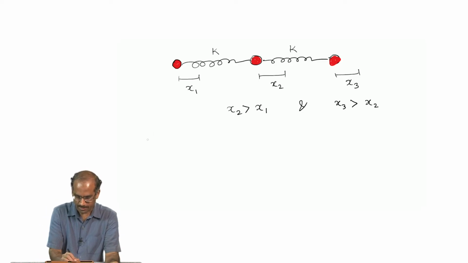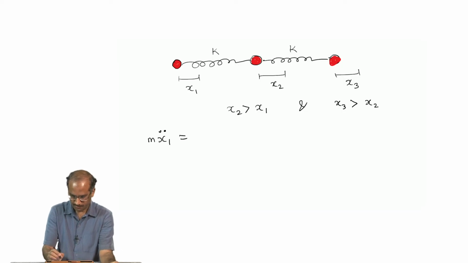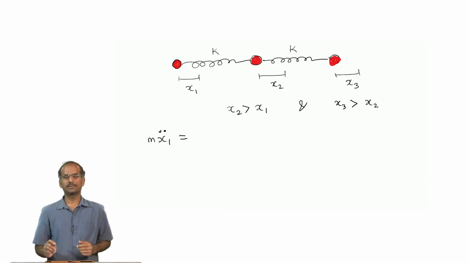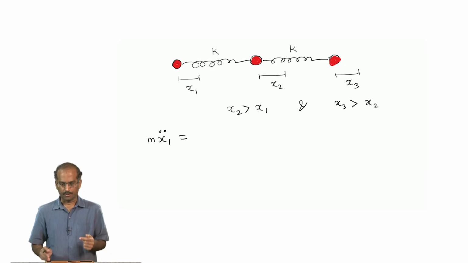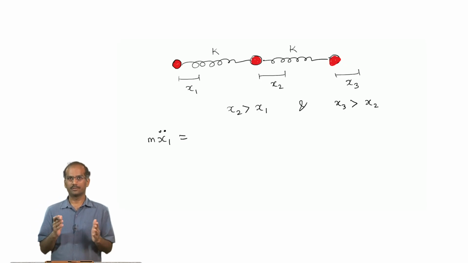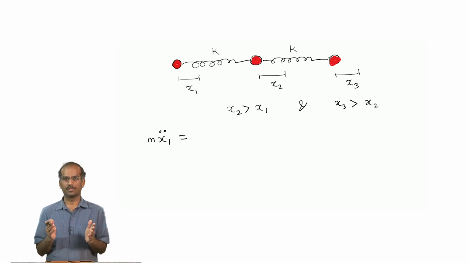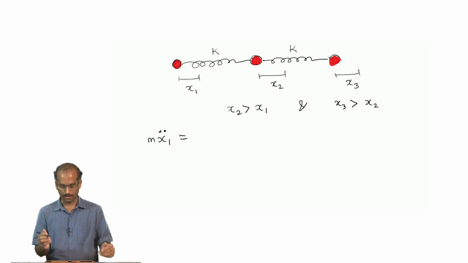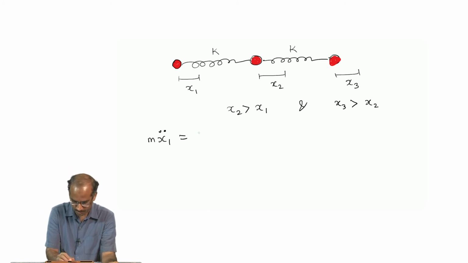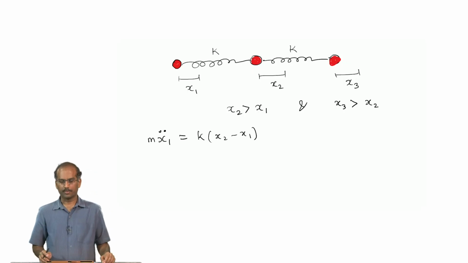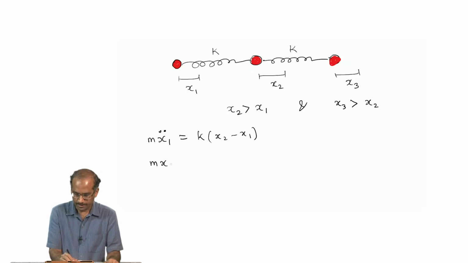So, let us start by writing the equations of motion. m x1 double dot will be equal to... In this case the first particle is connected only to one spring, but this spring is going to depend on the displacements of both the particles, in which case I should get k into x2 minus x1. Now, let us write the equation of motion for the second particle.